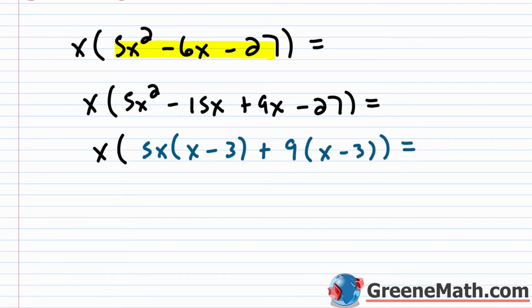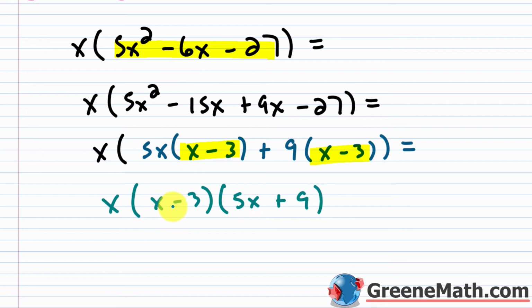So then I have this common binomial factor of x minus 3. So we see that there. Let me write my x out in front. That just stays there. I have this quantity x minus 3. That gets factored out. And then inside the parentheses here, I'd have the 5x, and then plus the 9.